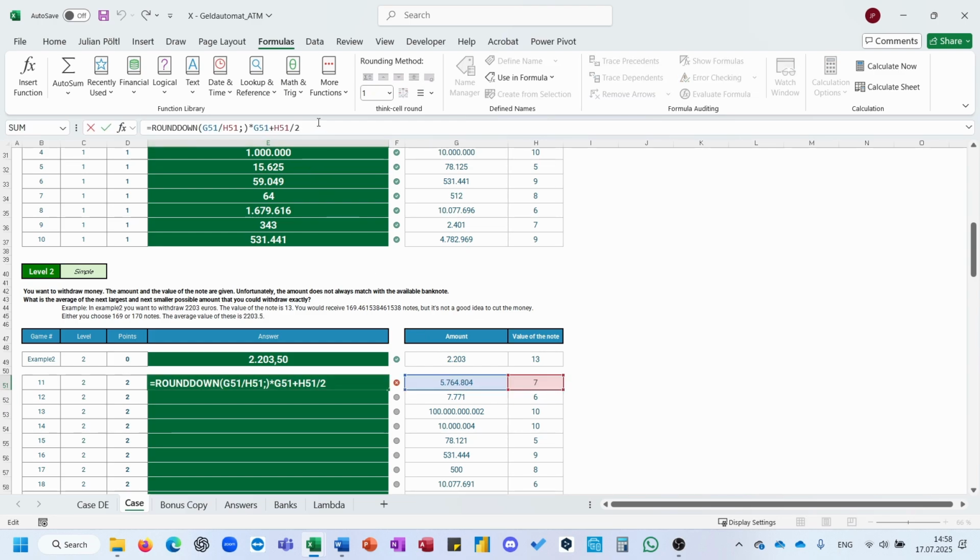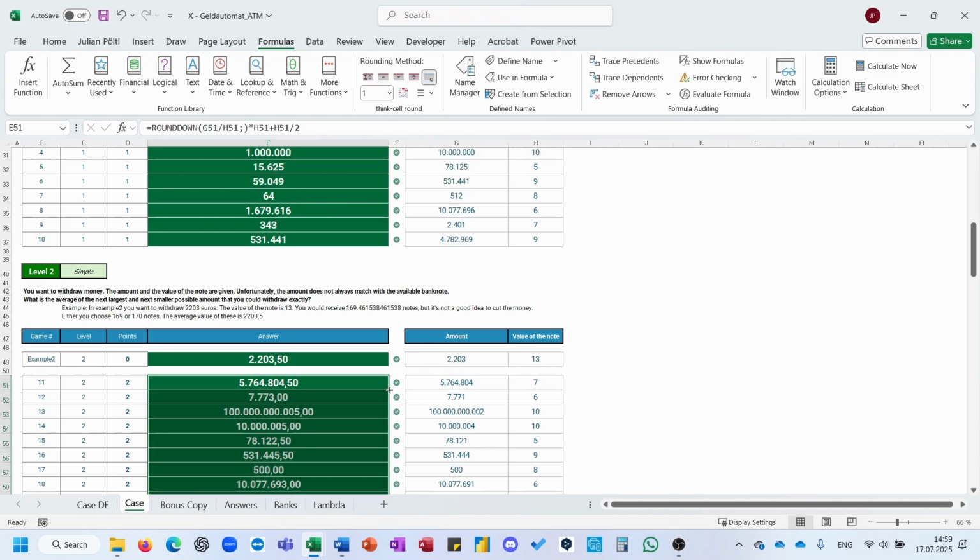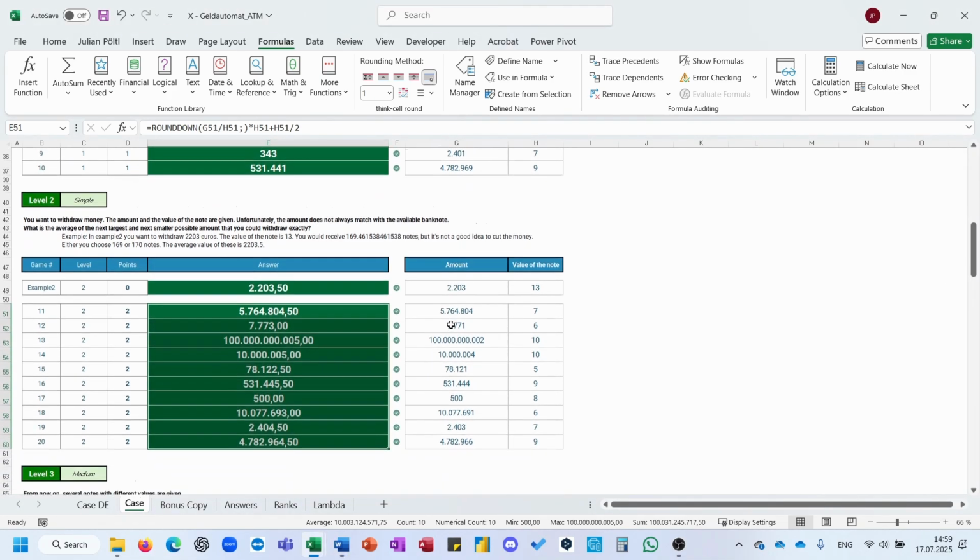No, this was wrong. No, this is way too large. 80,000 times. Oh yeah, of course. I need to multiply with h and not with the amount. Okay, makes sense.